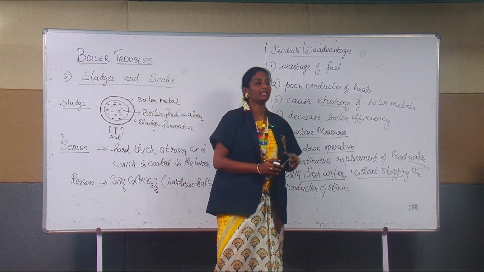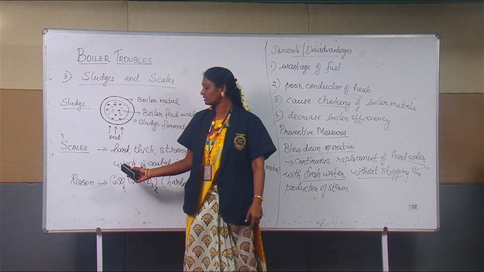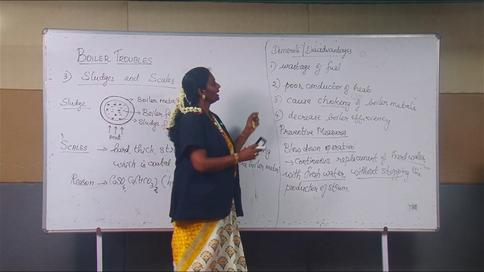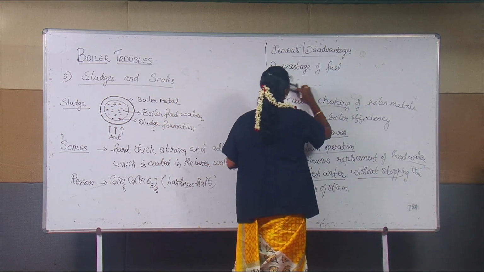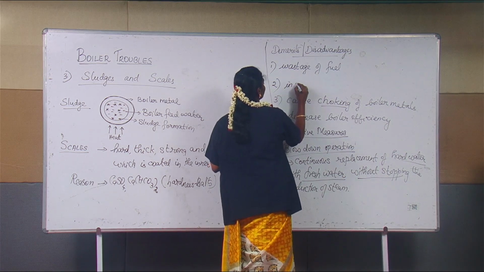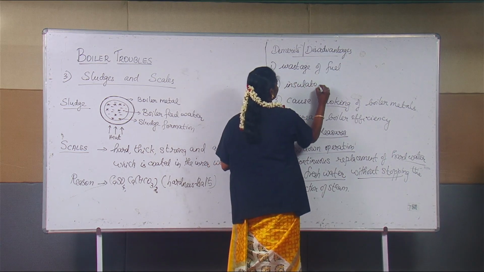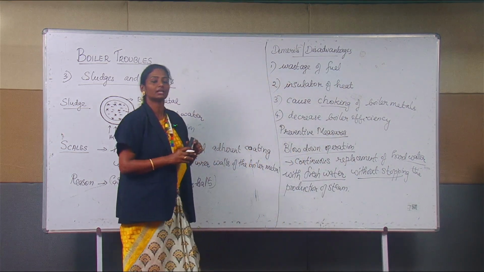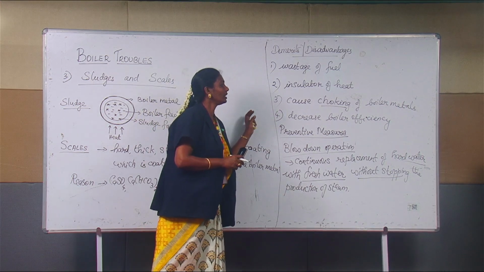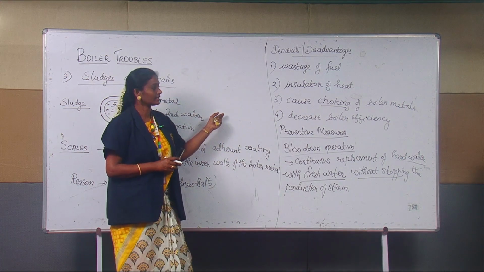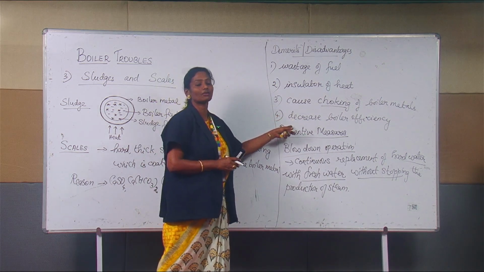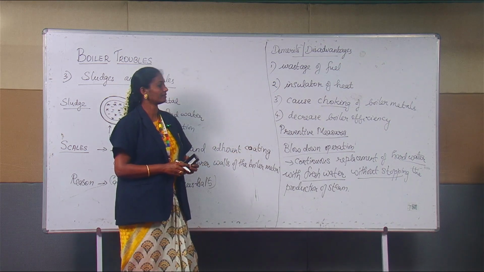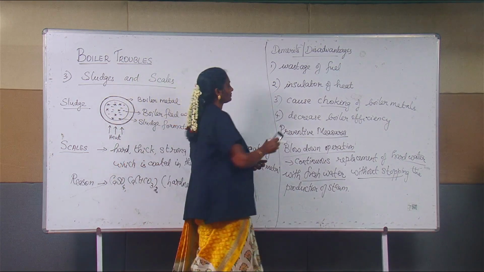We shall move on to the demerits and disadvantages of scales. It also results in the wastage of fuel. It acts as an insulator of heat. So it doesn't transfer any of the heat which we provide in the steam production. So most of the fuel will be wasted. So it would result in the decrease of boiler efficiency. The boiler will not be able to produce the steam as effectively as expected.